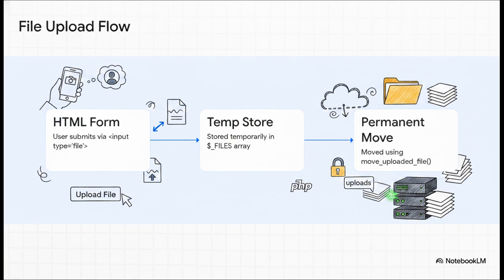First, the user selects a file using a standard HTML form input. When they hit submit, PHP intercepts it and sticks it in a temporary holding area. That's the $_FILES superglobal array. But it can't just stay there. As the developer, it's your job to use the move_uploaded_file function to grab it from that temp location and securely drop it into a permanent directory, like an uploads folder on your server.